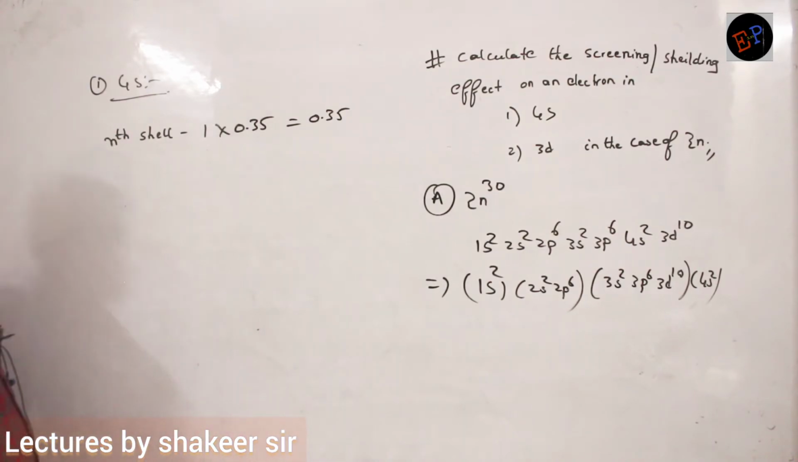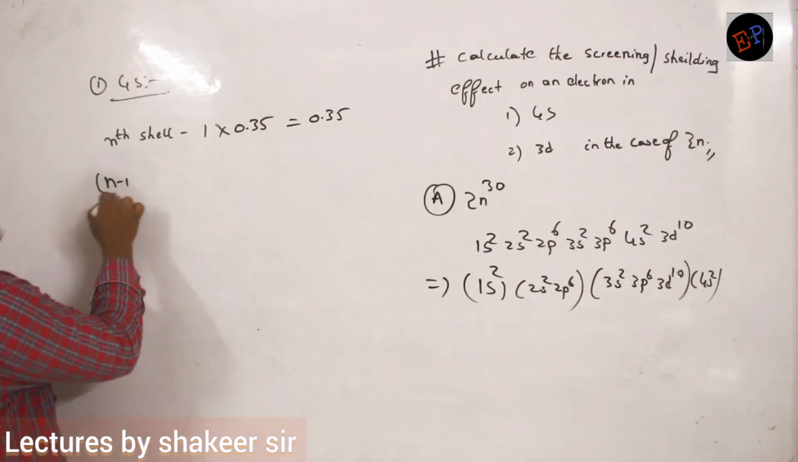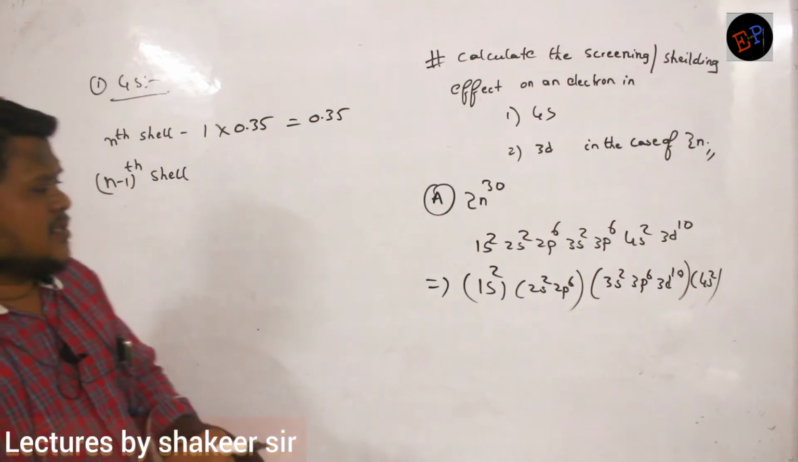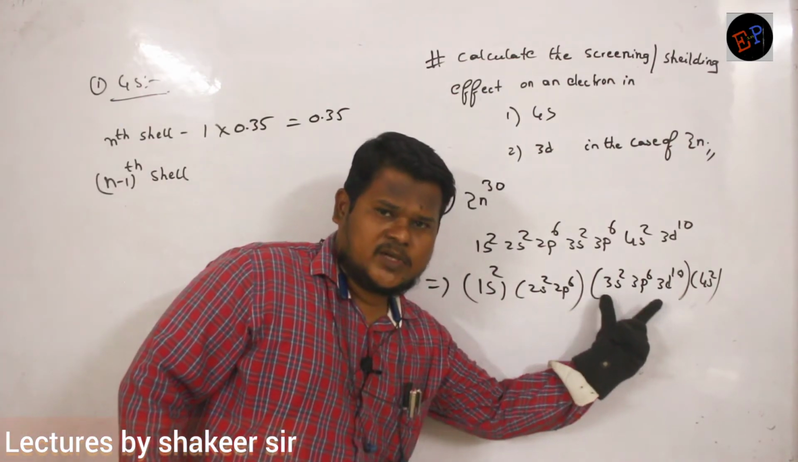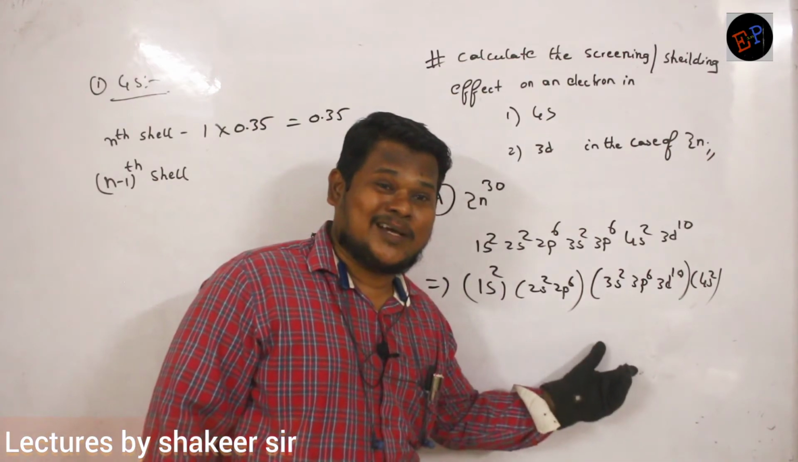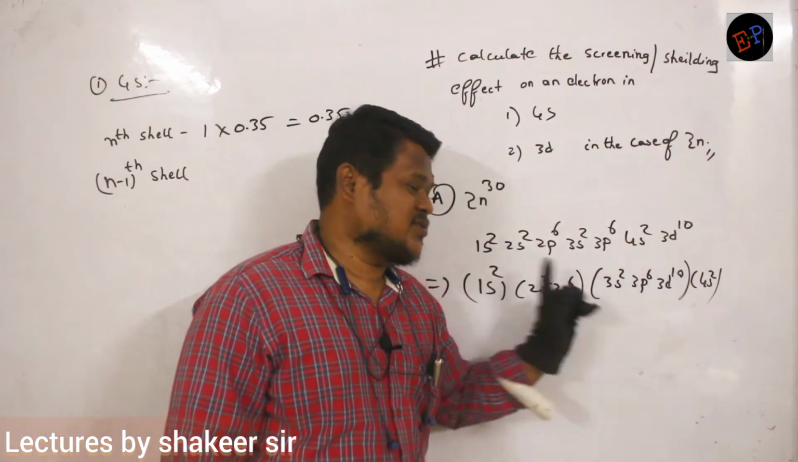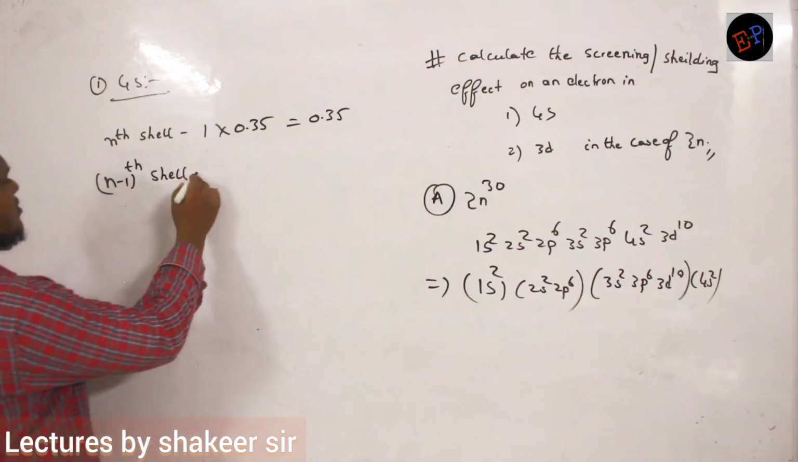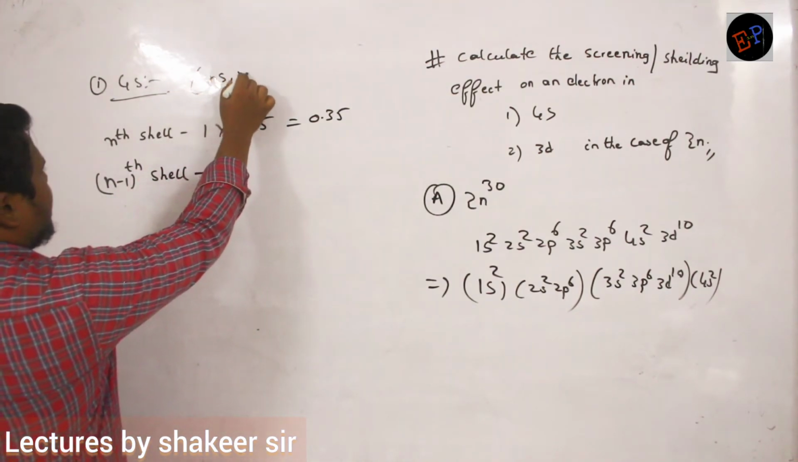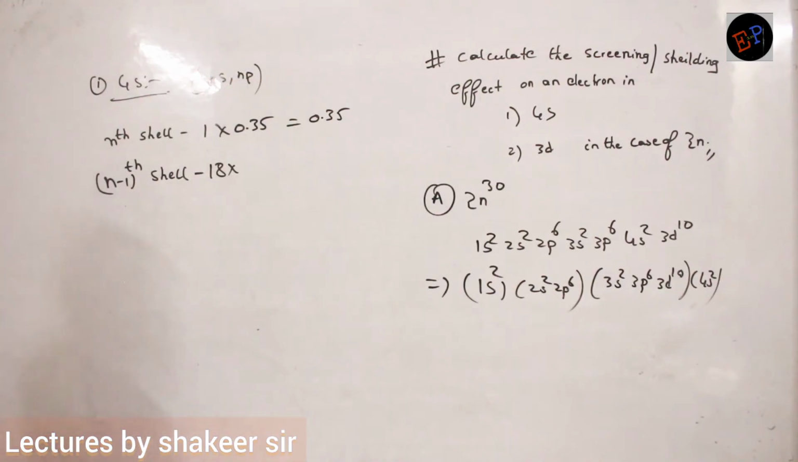Now you go to the n minus 1th shell. This is my n minus 1th shell. How many electrons are there here? 3s2, 3p6 and 3d10, so 2 plus 6 plus 10 gives 18 electrons. So 18 multiplied by, and this is the concept of ns and np. What is the contribution of shielding?